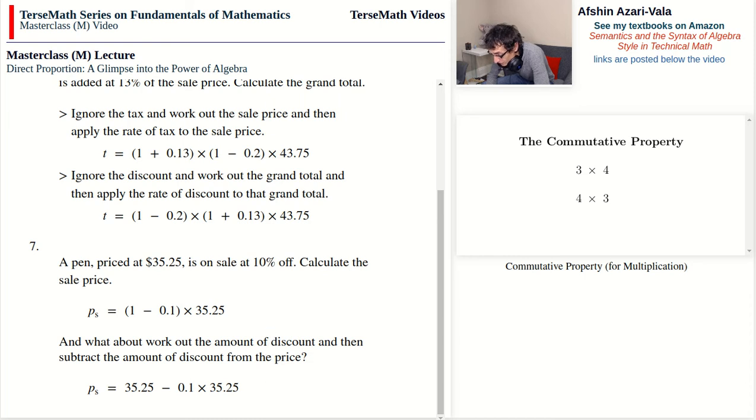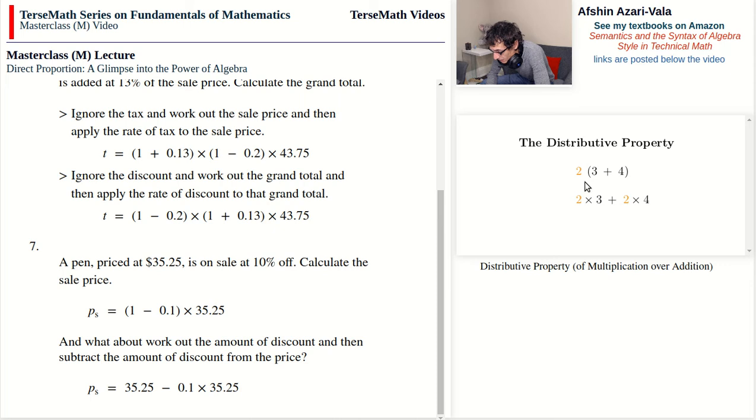There is a property called the distributive property of multiplication over addition. It says if you're multiplying a sum like 3 plus 4 by a number like 2, you can either work out the sum, find the total, and then multiply by 2, or you can take the components 3 and 4, double each one, and then add. This should make sense if you think about it.